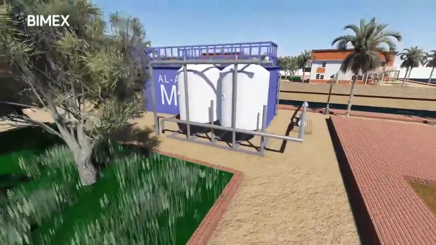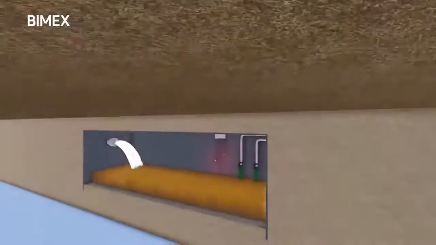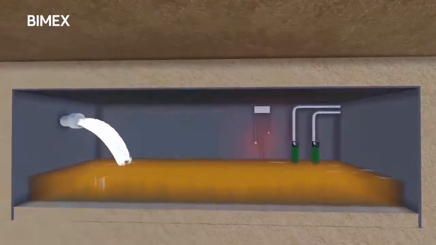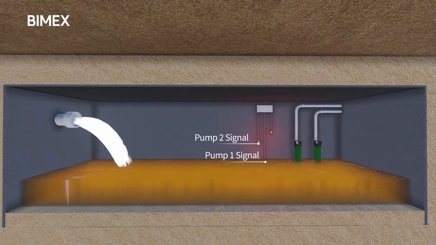Wastewater from communities flows to an underground equalization tank. These tanks come with two pumps, both controlled with level switches mounted inside the tanks. The sump comes with a control panel that controls the pumps based on signals received from the level switches. The first level switch triggers the first pump, and the second level switch triggers the second pump. The third level switch sends out a high-level alarm signal.